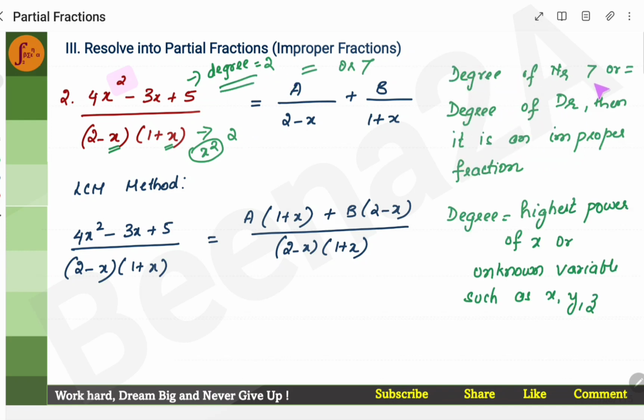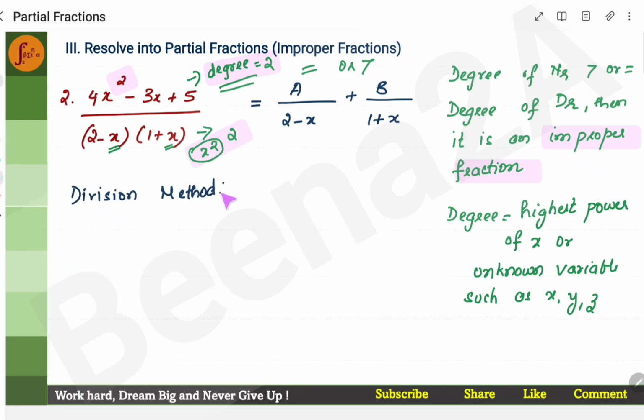Whenever the degree of numerator is greater than or equal to the degree of denominator, then it is an improper fraction, right? So here the degree of numerator is the same as the degree of denominator. Both are 2. Therefore, this is an improper fraction. And therefore, before resolving into partial fractions, you will have to use the division method and get the quotient and remainder. Let's use the division method because it's an improper fraction.